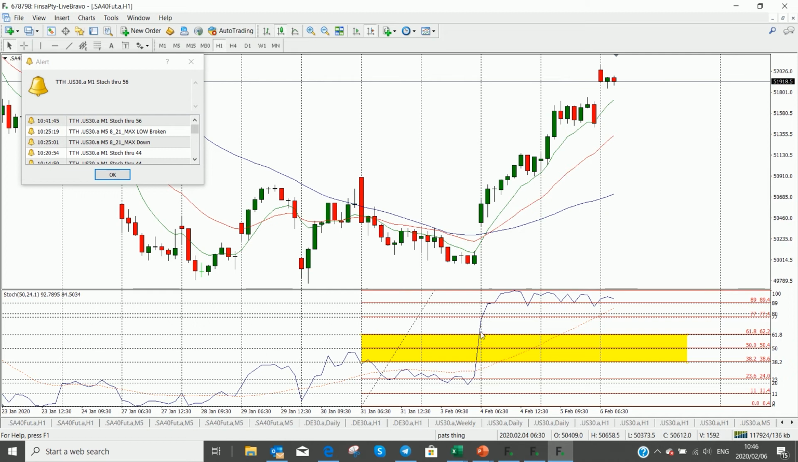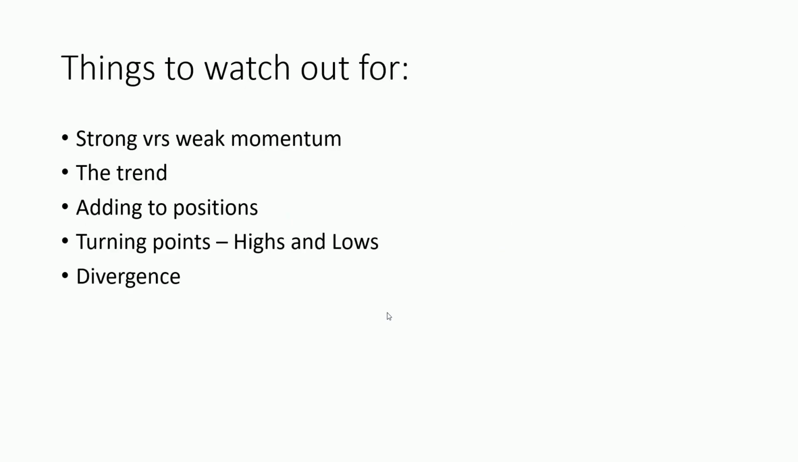And there you can see it again from yesterday. Above signal line, break 61.8. Up we go. Absolutely incredible how this works in any time frame, any market, but the results will be different for every market. Okay, things to watch out for. I have already explained strong versus weak momentum, the trend above or below the signal line, when to add into positions, turning points, highs and lows, which is down through 89 or up through 11. And then, of course, stochastic is great for positive and negative divergence as well.